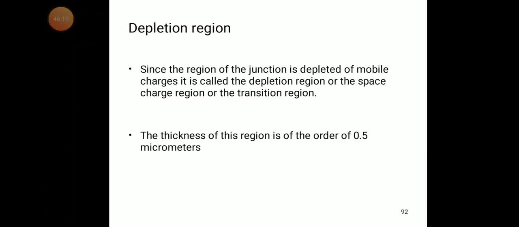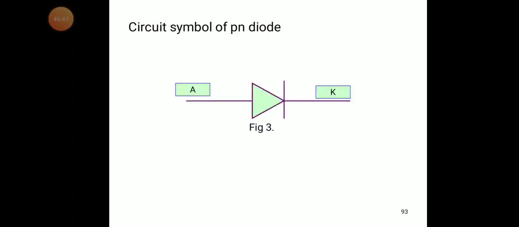So what is the depletion region? Since the region of the junction is depleted of mobile charges, it is called the depletion region, or the space charge region, or the transition region. The thickness of this region is of the order of 0.5 micrometer.